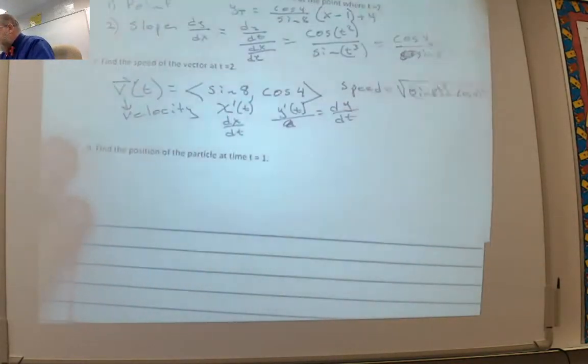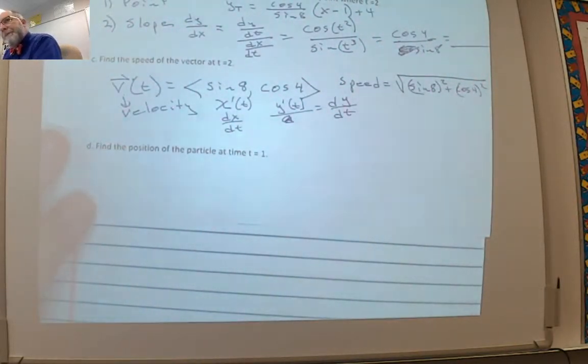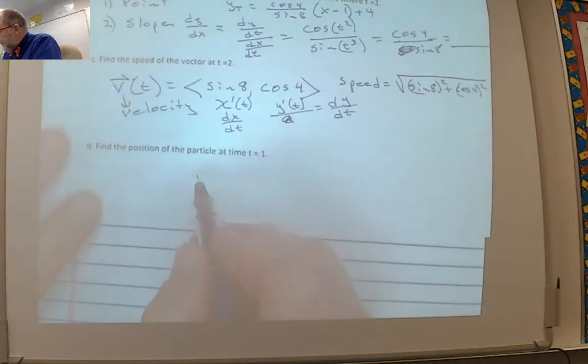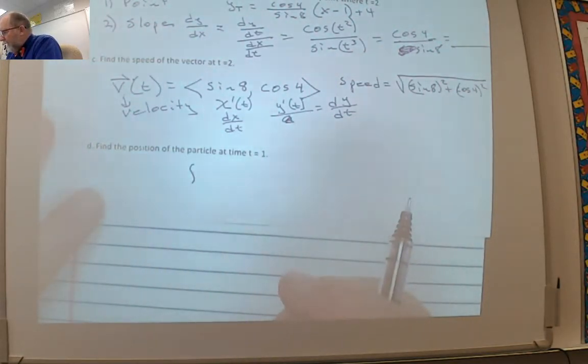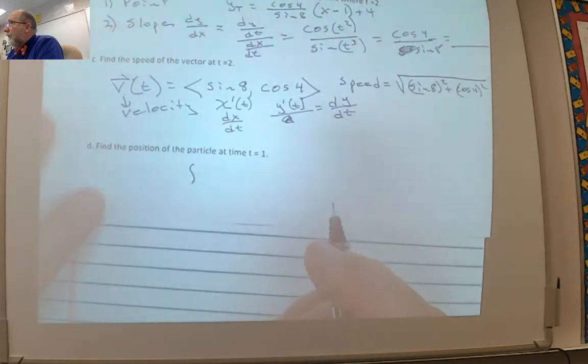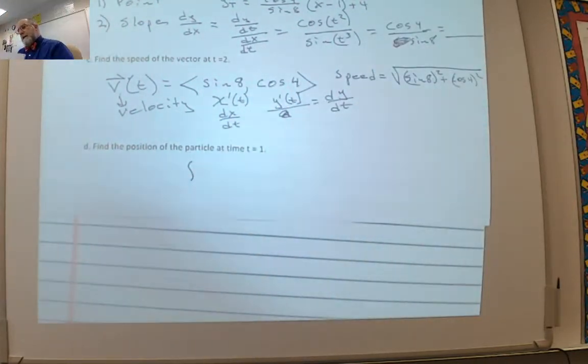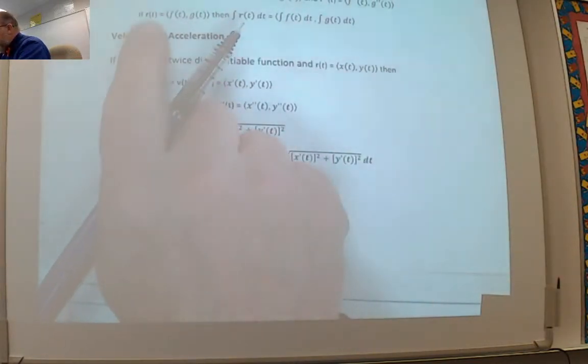Position function. Integrate what? dx dt and dy dt. Yeah, how do I do that? What does it tell you to do to integrate it? I've got to integrate both functions separately, correct? Am I right? Where is this? I think it says it right here. r of t is the position function.